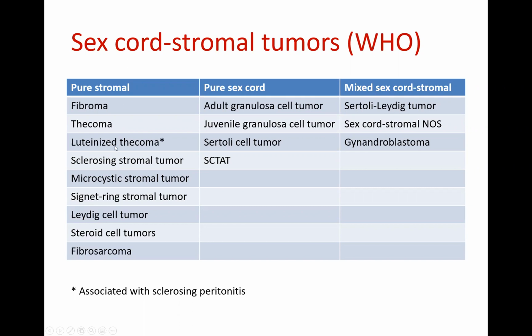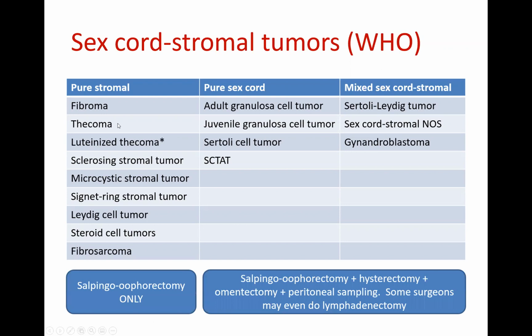Other tumors in this category, completely benign, sclerosing stromal tumors, microcystic stromal tumor, signet ring stromal tumor, Leydig cell tumor, steroid tumor, and fibrosarcoma. Fibrosarcoma is like the unicorn of sex cord stromal tumors. It's in the WHO book, and I have never seen it. I never made the diagnosis, and frankly, I don't think it exists. It's an entity, but I warn of making the diagnosis of fibrosarcoma in the ovary for many reasons beyond the scope of this discussion. But when you look at a thecoma or fibroma, just because it has few mitotic figures, it doesn't make it fibrosarcoma.